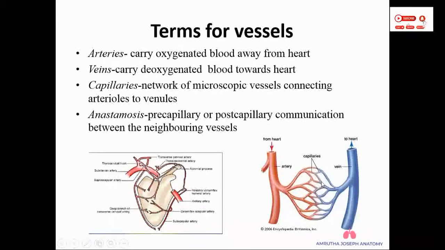Now anastomosis is a term which is used for a communication between neighboring vessels. Here, two arteries are coming very close and they communicate with each other. These communications are called anastomosis. So anastomosis is nothing but communication between neighboring vessels.